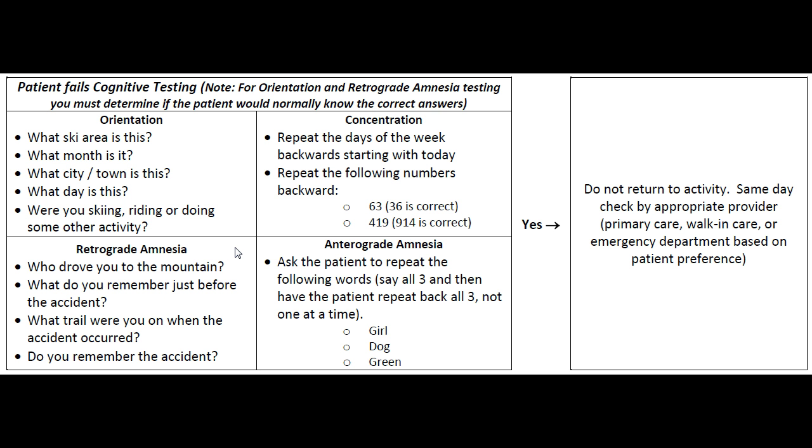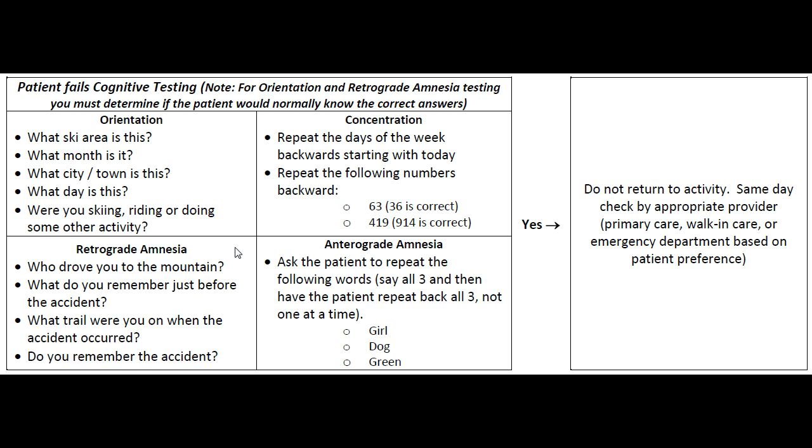So you get some sense of their memory before the accident, and then you also assess their memory after the accident, and you may be able to get some of this information talking to the patient and observers. But a formal way of testing this is to have the patient repeat 3 words to you and give them all 3 words, because you want them to have to remember all 3 words, and then have them repeat all 3 of them back to you, not one at a time.